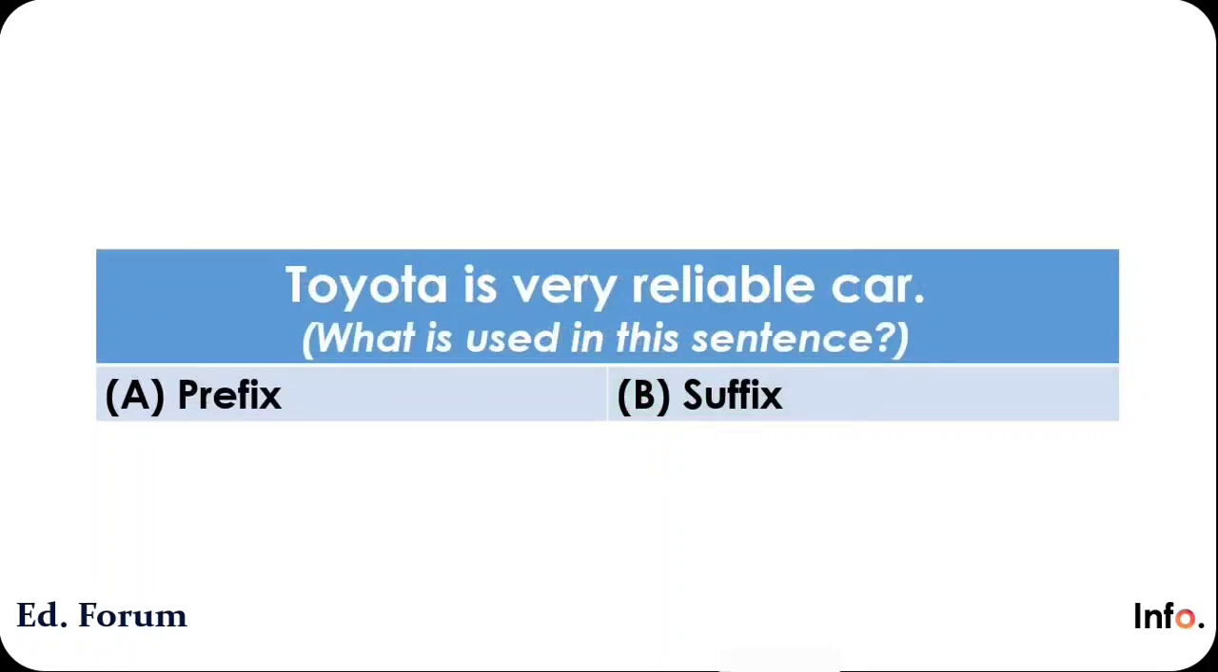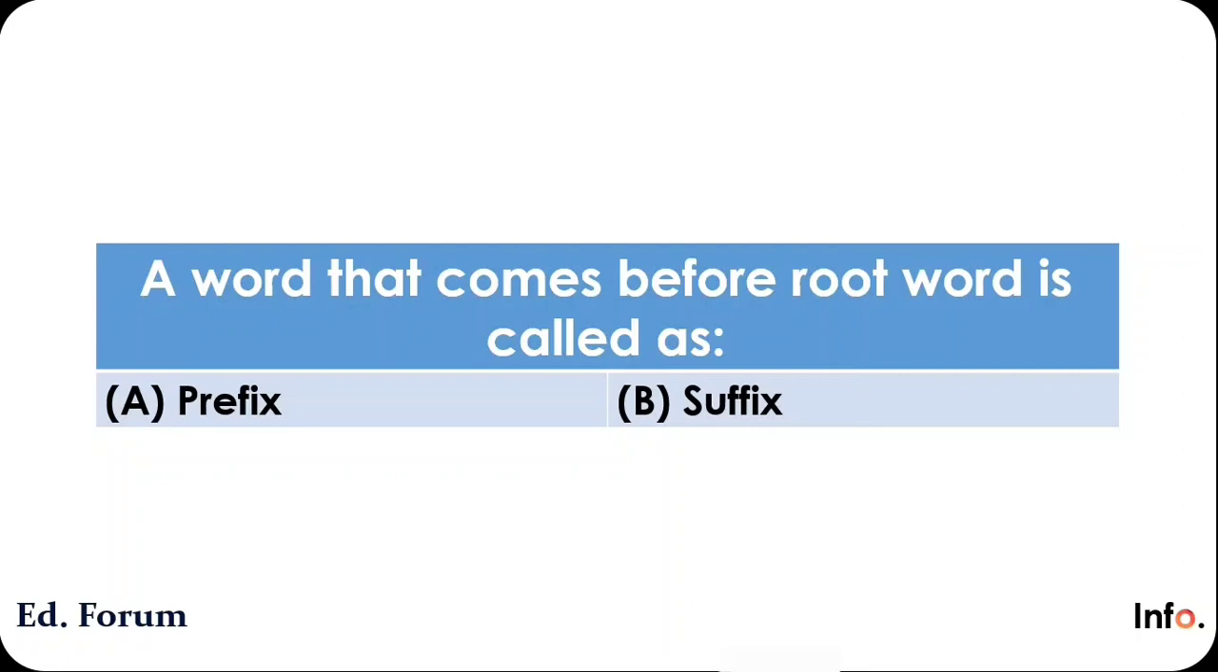Toyota is a very reliable car. Well, this statement is quite true. So what is used in this sentence? Either we have used a prefix or suffix. The word reliable is a word over here, and rely is a root word and able is a suffix. So I can say we have used a suffix over here. Yes. And then a word that comes before the root word is called a prefix. We learned about this in the definition, right? So that's absolutely prefix. Prefix is the correct answer.